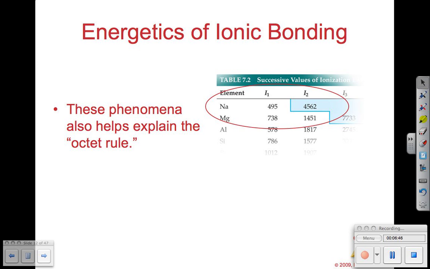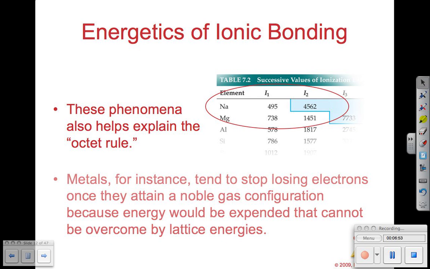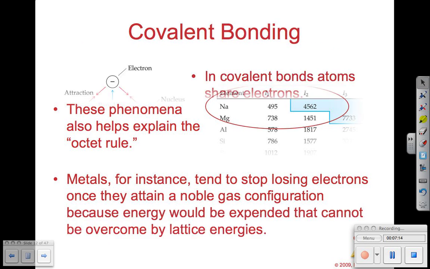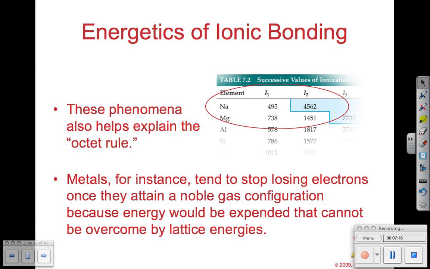This phenomenon of greater energy associated with it really explains why the octet rule is so paramount. Metals lose electrons to get that noble gas configuration because they can't overcome the lattice energy that would have formed by them gaining electrons instead. So it can't be passed.